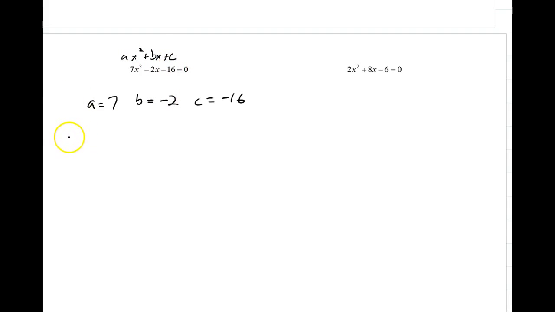Then we're going to find the value of the discriminant. So B squared minus 4AC. So it's going to be -2 squared minus 4 times A times C. So you do that on your calculator, you're going to get 4 plus 28 times 16.